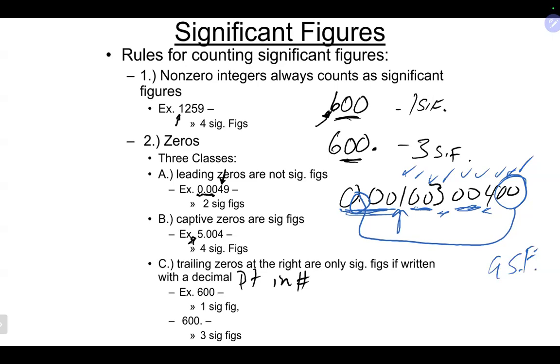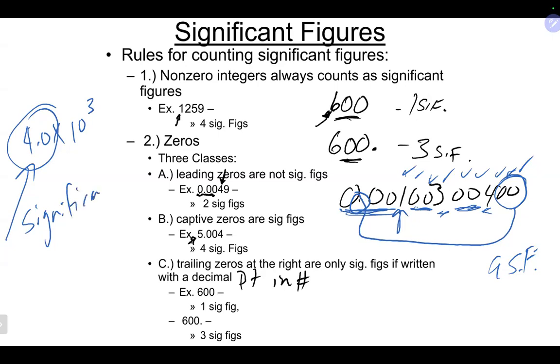Any questions on that? I believe we also talked about scientific notation last time, right? If I'm not mistaken. And with scientific notation, remember that any number that is written in scientific notation, all the numbers before the times part are always significant. Any questions on that?